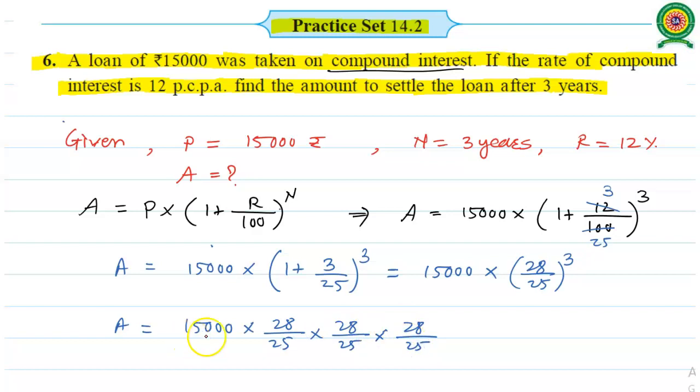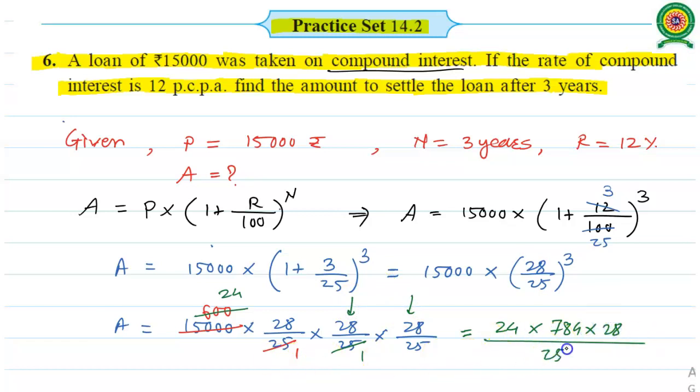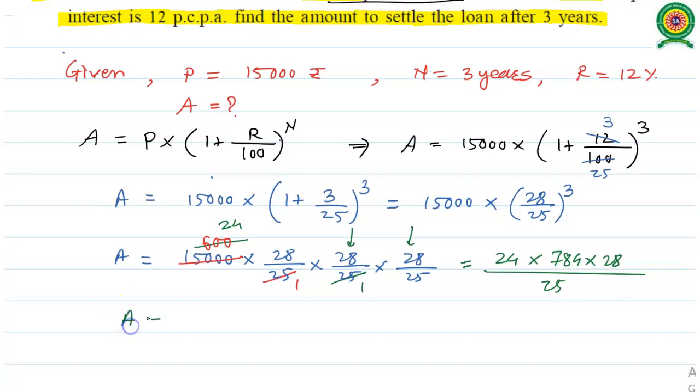Now once we divide 15,000 by 25, we are getting quotient as 600. Now again we can divide that 600 by 25. We are getting the quotient as 24. That means we remain with 24 into 28 into 28, that is 784, into 28, whole divided by 25. Let's simplify it. We are getting the amount value now 24 into 784, we have 18,816 into 28 divided by 25.